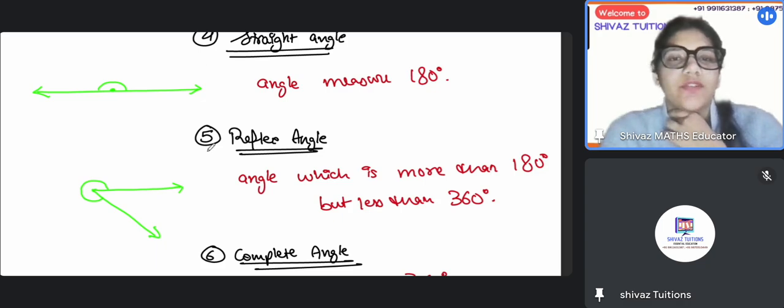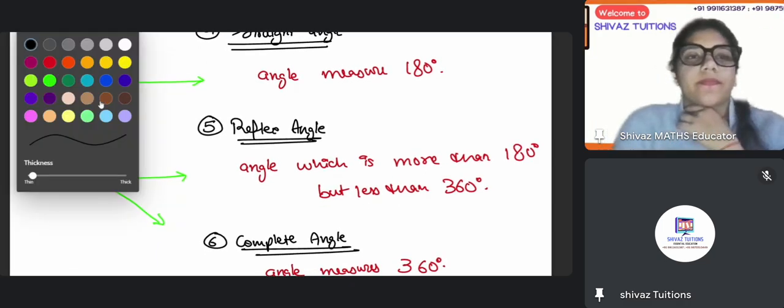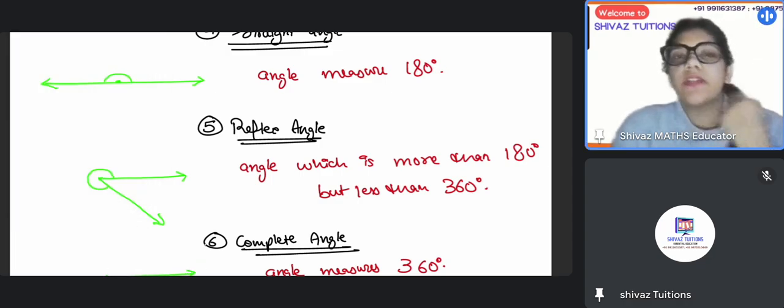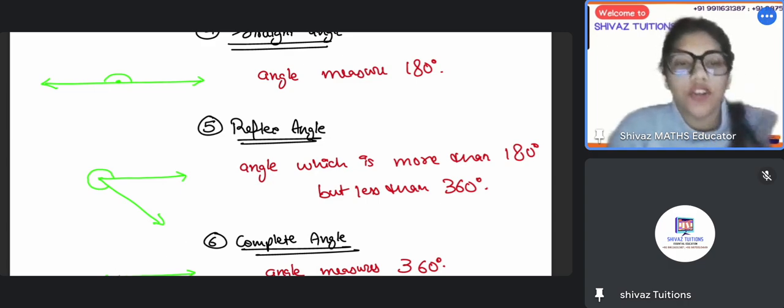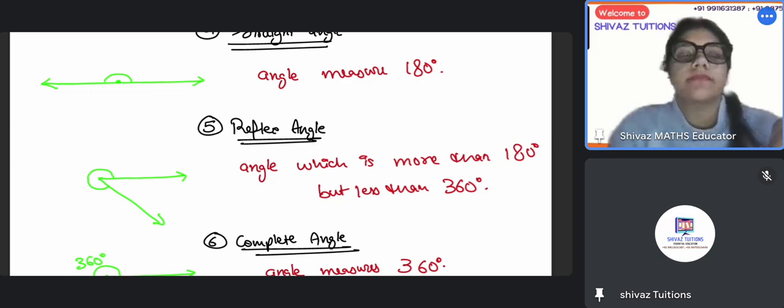How does a complete angle look? Actually, it looks like this. It has two arms combined, so it looks like this. A complete angle is 360 degrees.